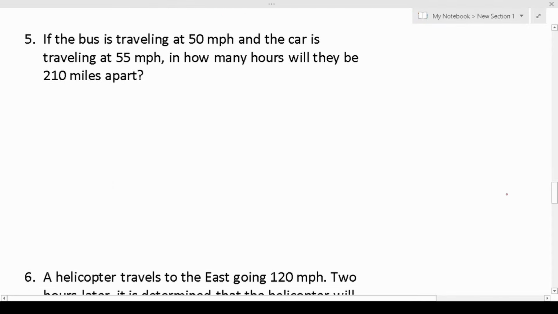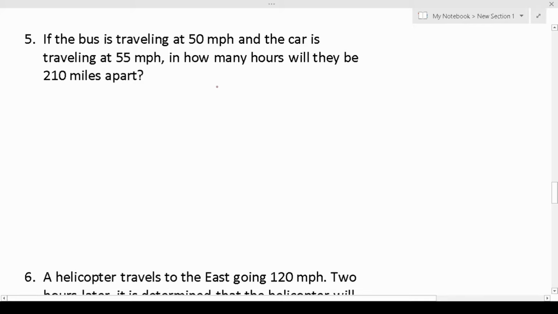All right, so for number 5, it says if the bus is traveling at 50 miles per hour and the car is traveling at 55 miles per hour, in how many hours will they be 210 miles apart? So again, just like above, we have two objects. In this case, they're traveling away from each other. And we want to know how many hours it's going to take them to be 210 miles apart.